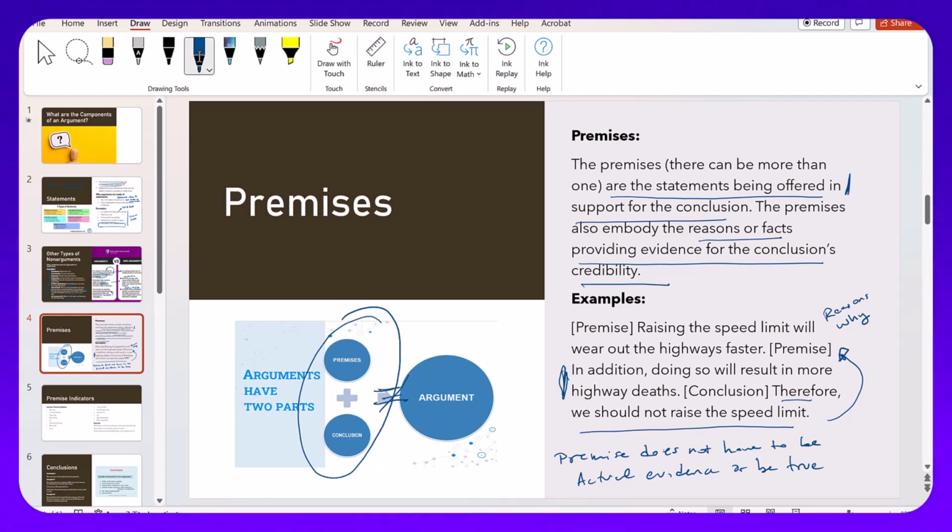Someone else could then come and respond and say, actually, studies have proven that raising the speed limit doesn't increase deaths. But for the purpose of determining an argument, it doesn't matter whether that statement is true or false, right? Because it still supports their conclusion, which is we should not raise the speed limit. So hopefully that makes sense in how that works within a premise.